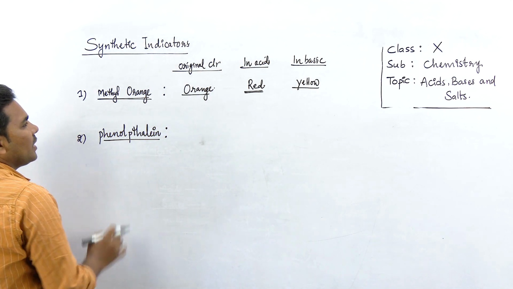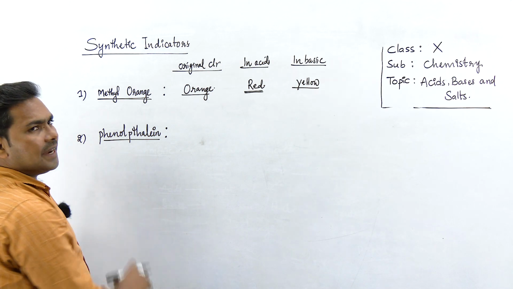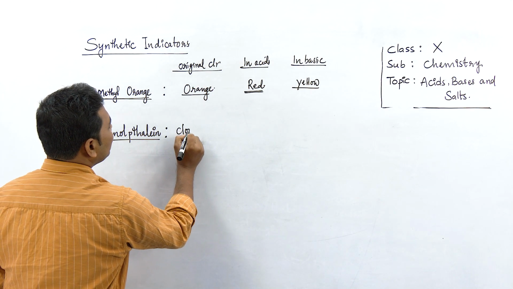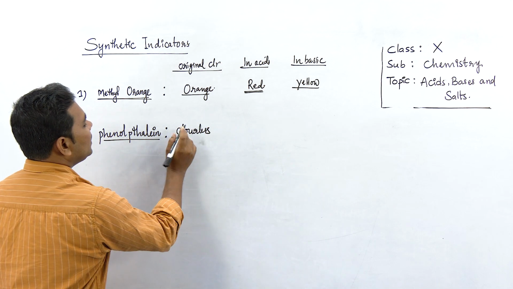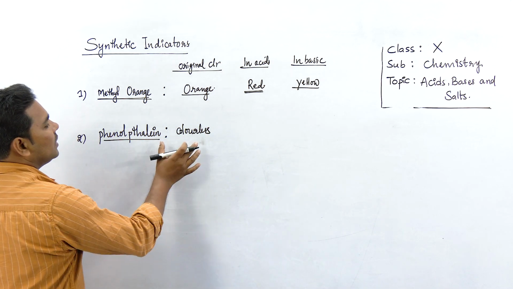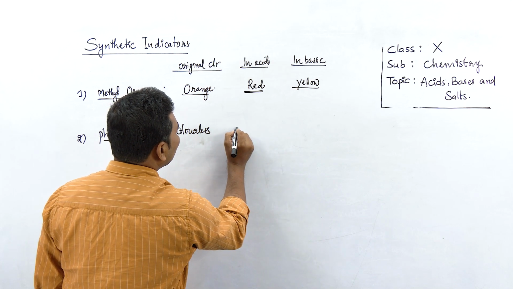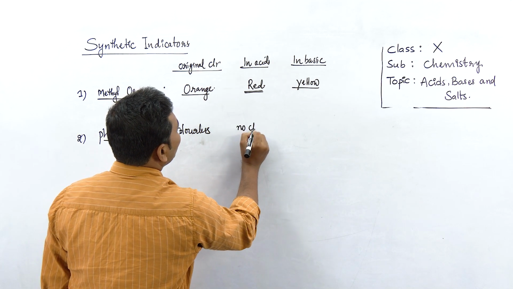Then let us see another synthetic indicator, phenolphthalein. Its original color is actually colorless. It's a colorless indicator. When this colorless indicator is added to acids, there is no change in the color.